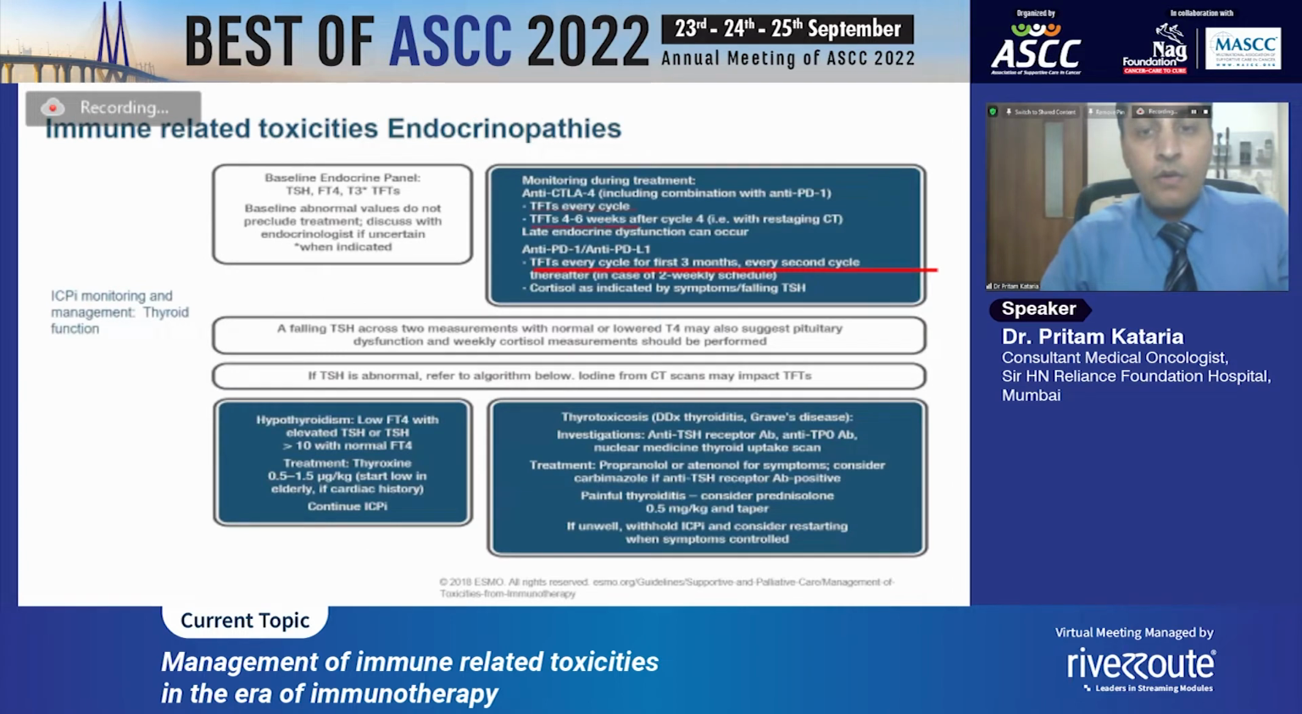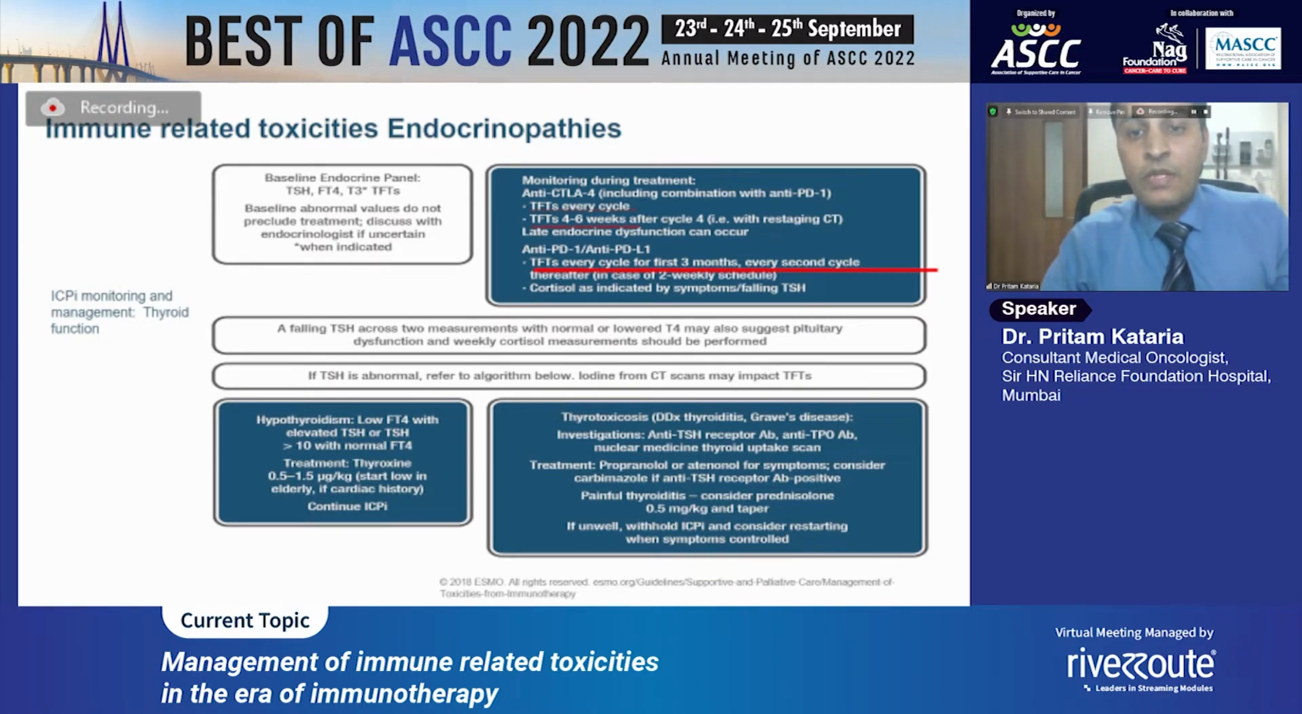Now, coming to the endocrinopathies. The most common endocrinopathy would be hypothyroidism. Those patients who are receiving anti-PD-1 or anti-PD-L1 therapy should be doing the thyroid function test after each cycle. And after the first 3 months, they should be doing it during alternate cycles.